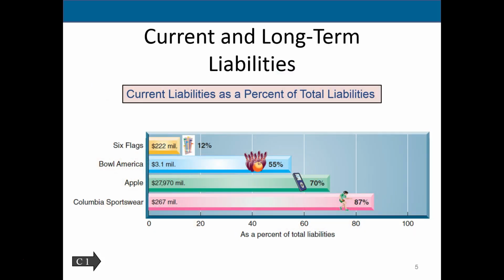So different companies are going to have different ratios in terms of current liabilities as a percentage of total liabilities. Six Flags is at 12% versus Bowl America at 55% versus Apple at 70%. And of course, these differences could vary based on the industry and the needs of different industries.